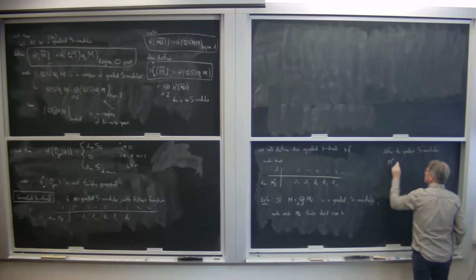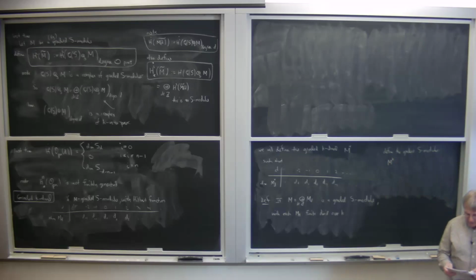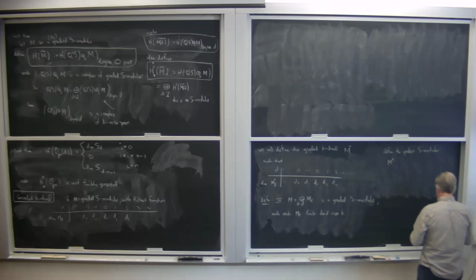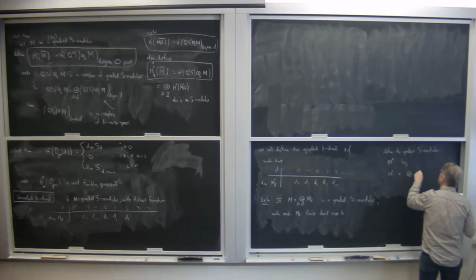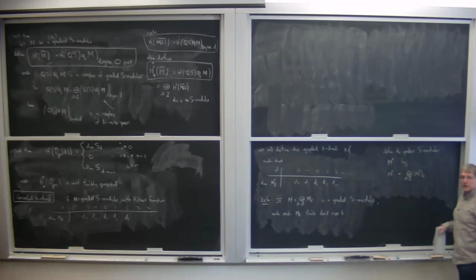M check by the following. Well, it's graded, so it's going to be equal to the direct sum over M dual sub D for D in Z. Now I just have to tell you what each of these things are, and maybe I also have to tell you what the module structure is, because this is just given to me as a bunch of vector spaces. Okay.